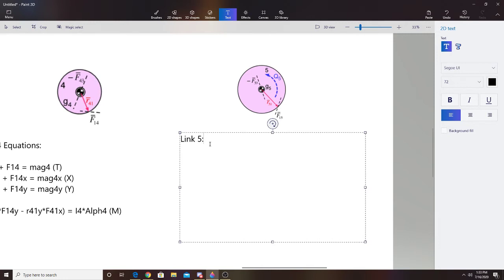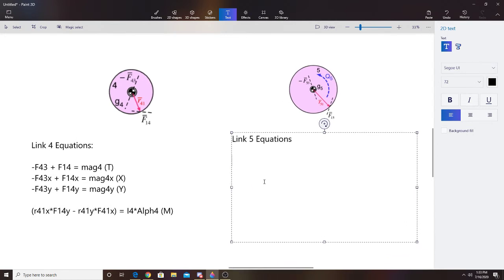All right, so link 5 equations. So then we're going to do the exact same thing that we did with the other ones, right? So, minus F53 plus F15 is equal to M A G5. Is that right? Yeah, okay. And then we do it again, minus F53x plus F15x is equal to M A G5x.